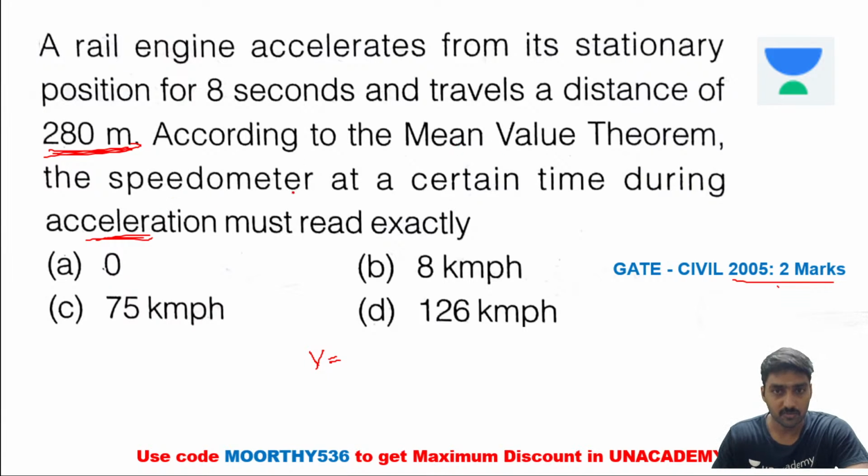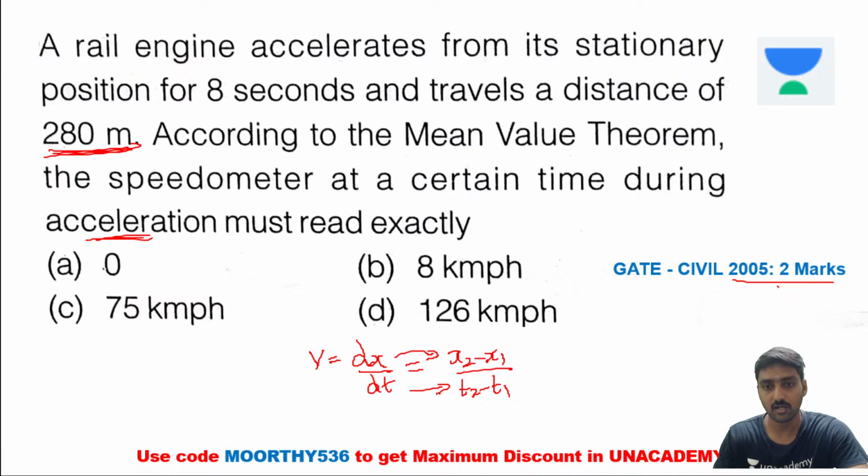According to the mean value theorem, the speedometer at a certain time during the acceleration shows the speed. So what will be the speed, velocity? Change in distance divided by change in time period is called velocity. It's x2 minus x1 divided by t2 minus t1. So we can write the dx and dt value, right? What is the unit here? It's meter per second.